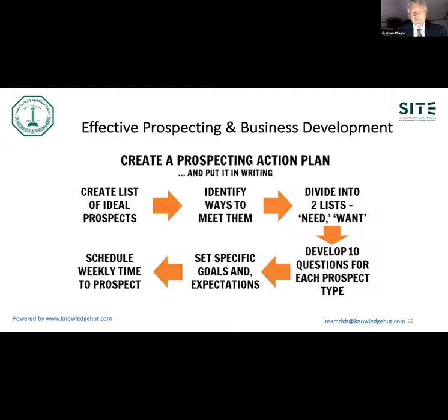Now, of course, you'll be doing other things outside of that, sending out proposals, meeting with people, planning, and so on. So this is a prospecting action plan. Get a list of prospects, divide it down, set your questions, set your goals, allocate time. It sounds simple, but it's surprisingly tricky with everything else you have to do as a salesperson.